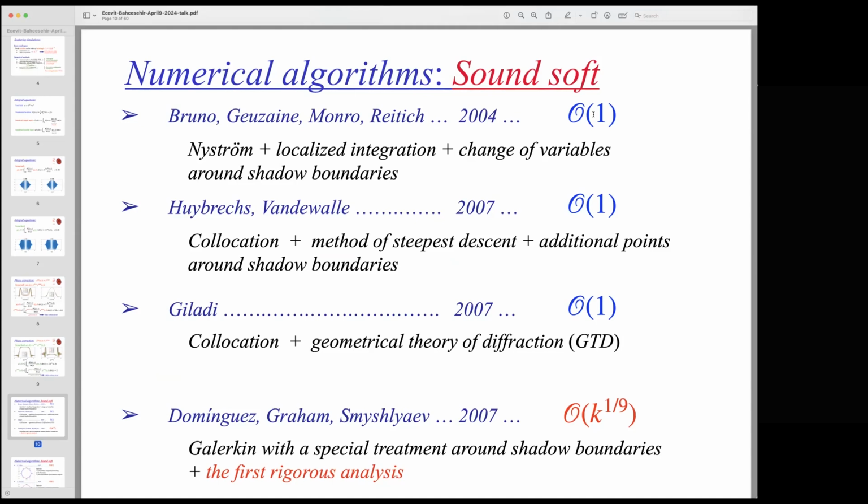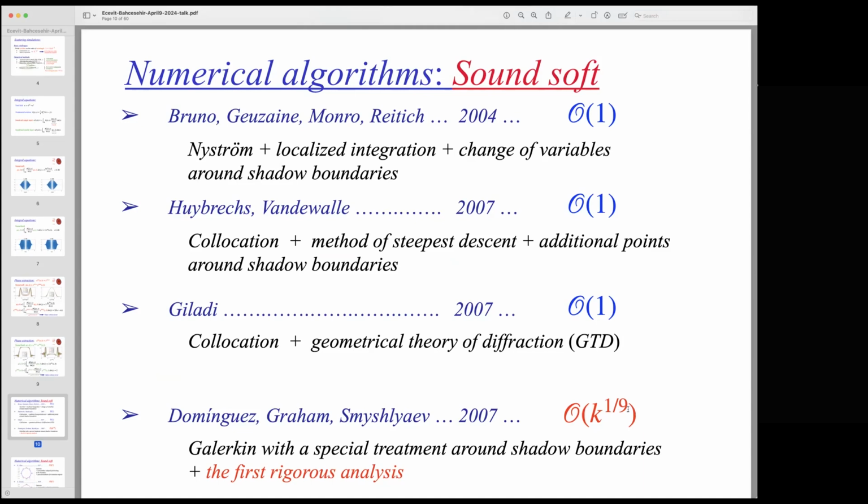included no analysis. It was just an observation, just the algorithm implementation, and we are happy, but no rigorous analysis. The first rigorous analysis was performed by the algorithm down there by Dominguez, Graham, and Smyshlyaev in 2007. They utilized a Galerkin boundary method with a special treatment around those boundary layers that I have shown you. And they proved that the number of degrees of freedom to maintain a fixed accuracy, so you want to say obtain 5 digits of accuracy in your solution, then the number of degrees of freedom should increase in proportion to k to the power 19.